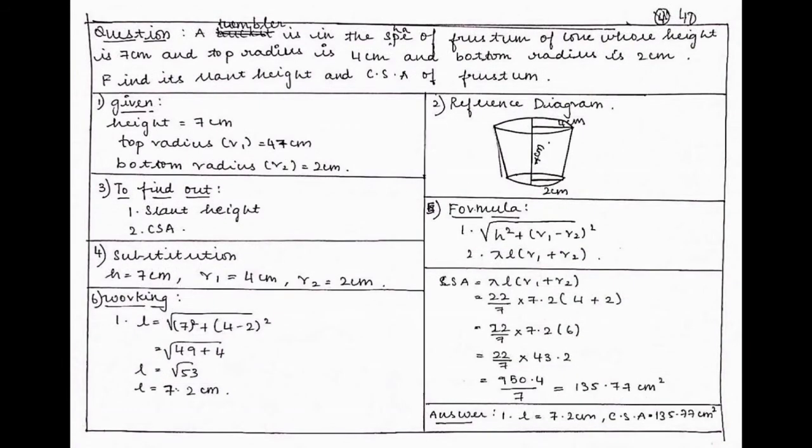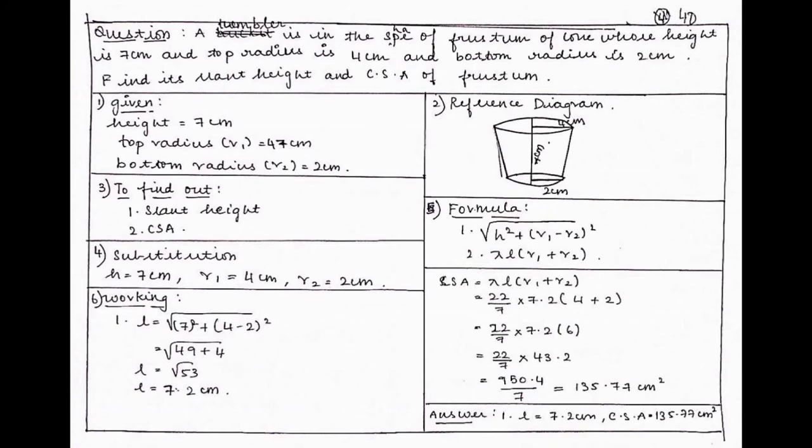Now let's see another example as I have given in MPM in note 4. So the question is, a tumbler is in the shape of a frustum of a cone whose height is 7 centimeter and top radius is 4 centimeter and the bottom radius is 2 centimeter. Find its slant height and curved surface area of the frustum. First we should write what are the given. Given height is 7 centimeter, top radius r1 is equal to 4 centimeter and the bottom radius r2 is equal to 2 centimeter, and I have drawn the reference diagram. Now we have to write what should be found out. First we should find out the slant height and second we should find out the curved surface area.